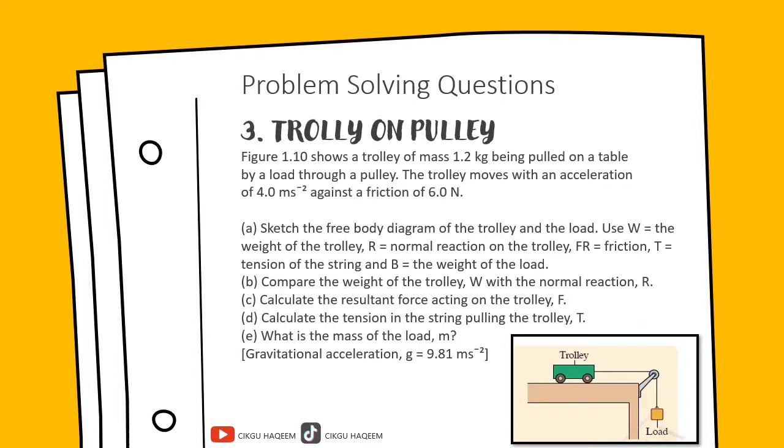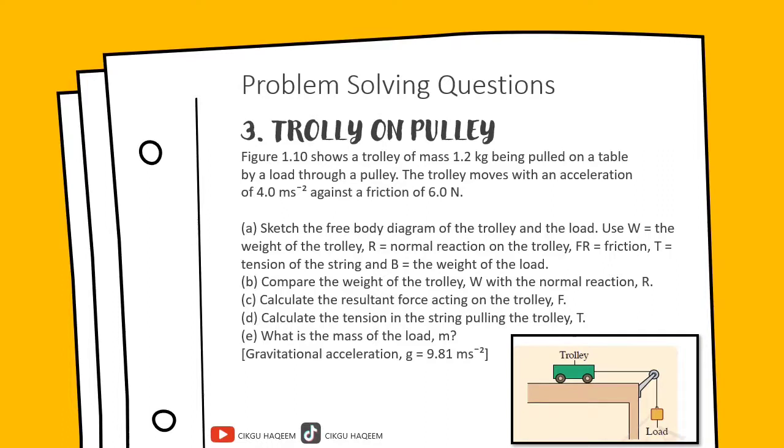So in this situation, we know that the object, which is the trolley, which has mass and acceleration, is pulled by a load through a pulley. The trolley is moving to the right because it is pulled by the load facing downward through a pulley by a string. When the trolley moves, there is a frictional force of 6.0 Newton to the left, because it is in the opposite direction to the motion.